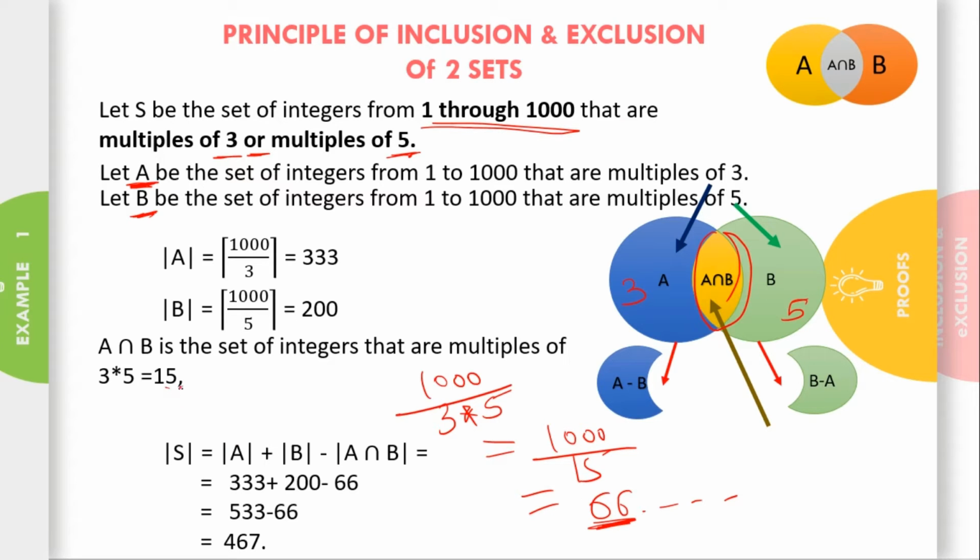So let's add this into the equation of the principle of inclusion and exclusion, that is A union B is equal to A plus B minus A intersection B. So from this equation we can say that the numbers which are multiples of 3 or 5 will be 467.